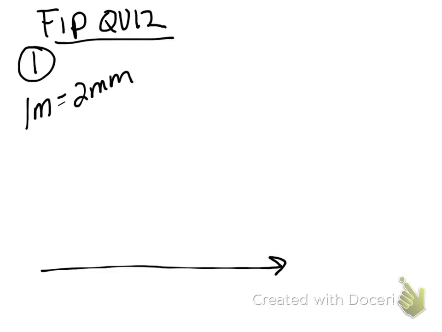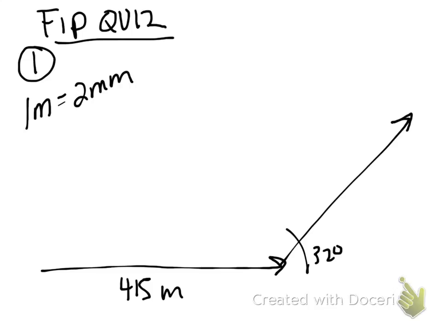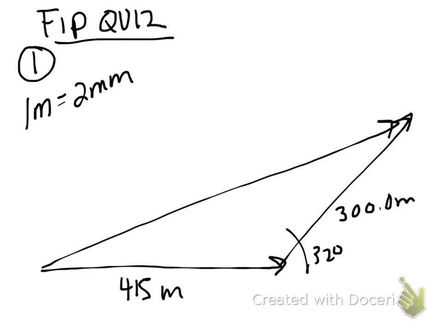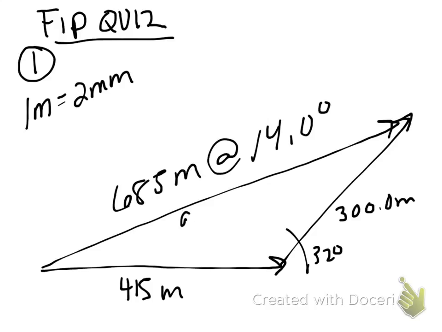So I had a line that went 415 meters, which on my scale was 830 millimeters. And then at 32 degrees above the horizon, and this is not to scale obviously, I had another line that was 300 meters. The resultant that I got was 685 meters at 14 degrees above the horizon.